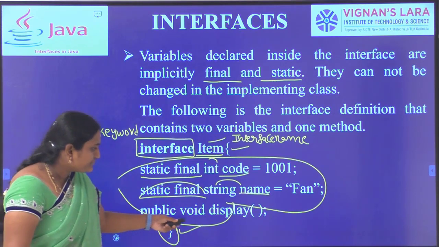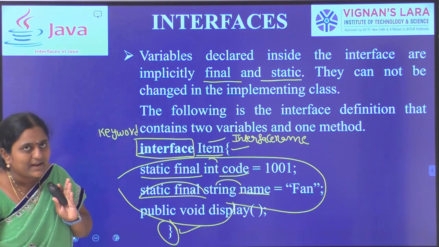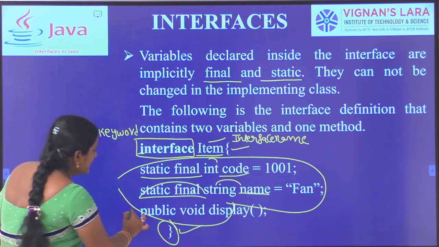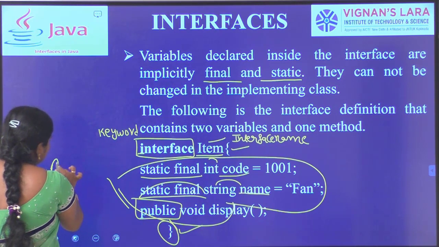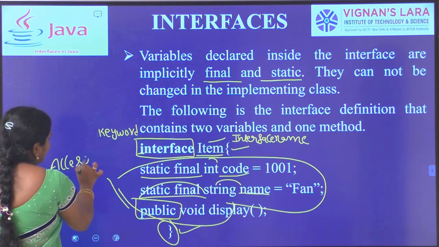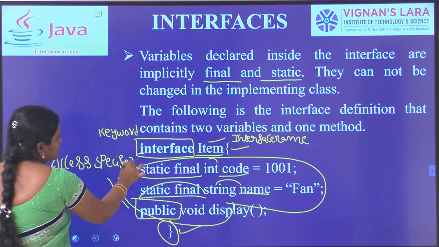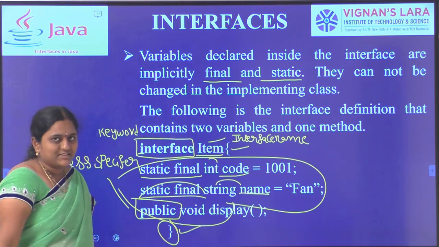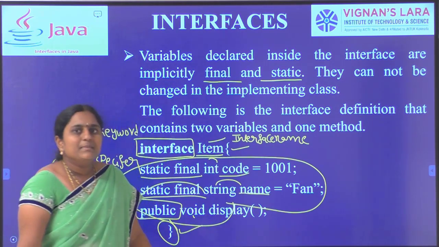Next, any method can be defined within the interface. It should have the public access specifier. Next, the return type, and display is the method name.